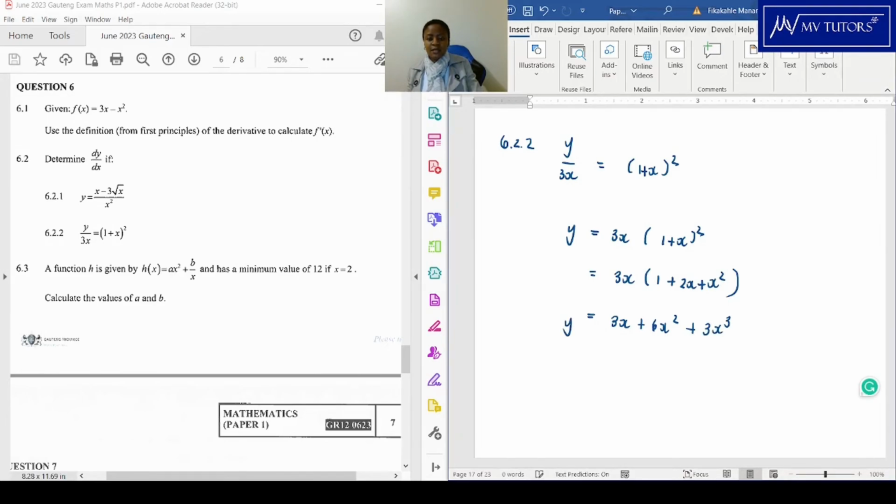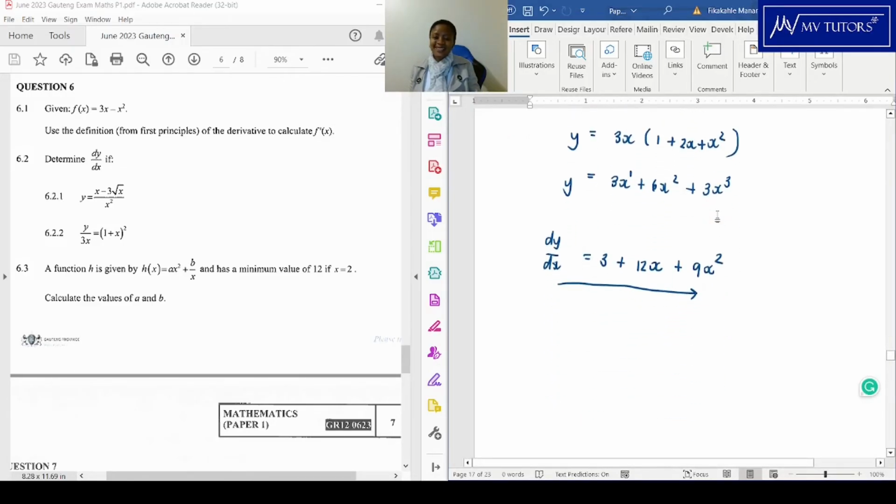Now it becomes easy for us to then get dy/dx. Okay, using the power rule, remember we have 1 here, we bring it down. 1 times 3 is simply 3. 1 minus 1 is 0, so x to the power 0 is 1. Then we have 2 times 6, which we bring down the 2, which is 12. And then x, so 2 minus 1 is 1, so that's just 12x. And then we have 3 times 3, which is 9, times x to the power 2. So that is our answer.